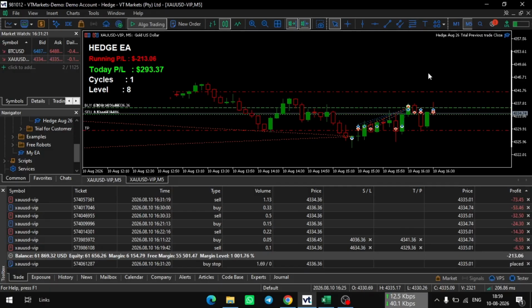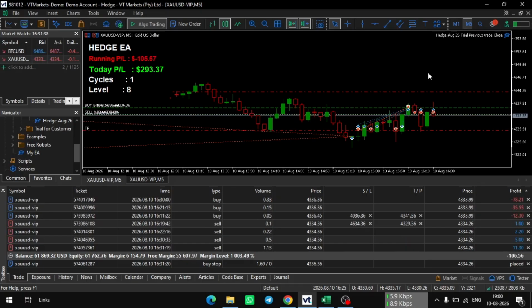Previously, today's profit was approximately 420.87. After the seventh trade closes, today's profit comes down to approximately 293.37. That means the seventh trade closed with a loss of approximately 127.50. Now, the eighth trade with 1.13 lots is active. We are waiting for the market to make its next move.